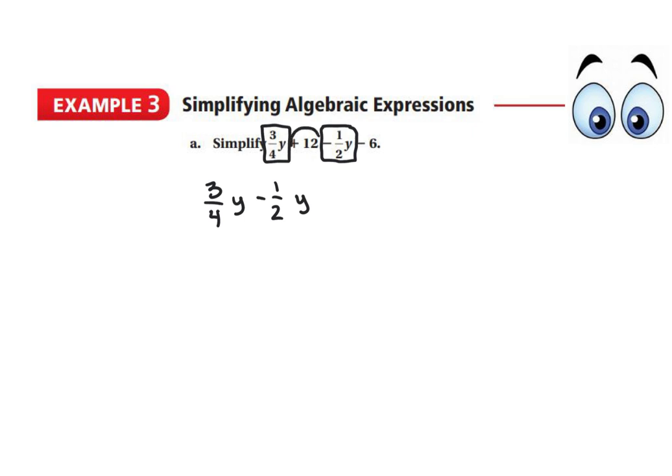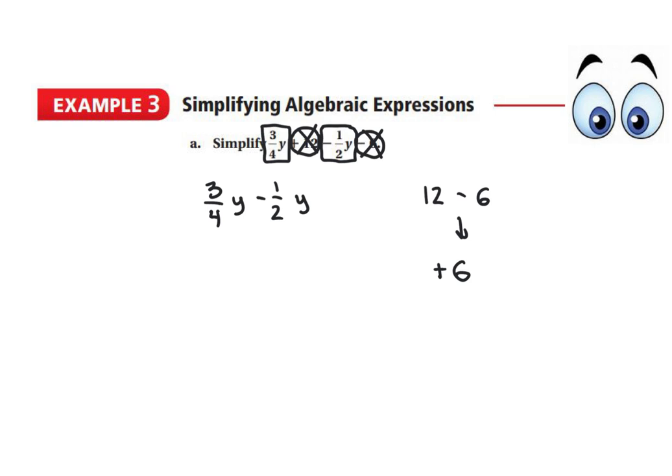We also have positive 12 minus 6. So I've organized this with like terms. So 12 minus 6 is just 6, and that's positive. So I've taken care of my constants.